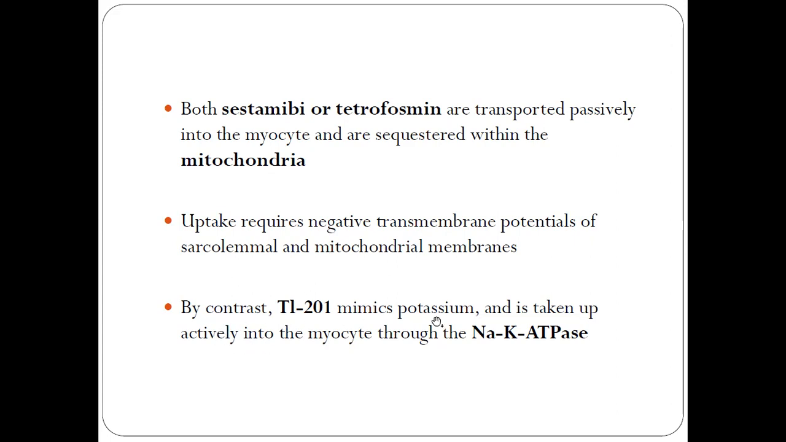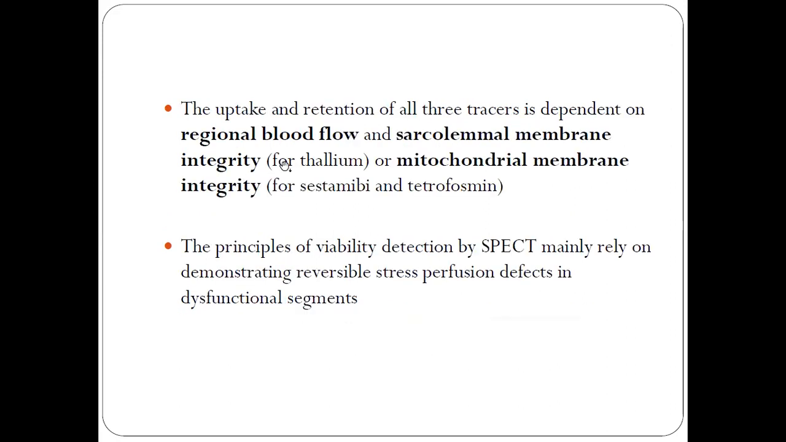However, thallium-201 mimics potassium and is taken up actively into the myocyte through the sodium-potassium ATPase. So uptake of thallium-201 depends upon the sodium-potassium ATPase, whereas sestamibi and tetrofosmin are dependent on the myocyte as well as the mitochondrial membrane integrity. The uptake and retention of all three tracers is dependent on regional blood flow. The regional blood flow has to be good, and sarcolemmal membrane integrity is important for thallium because the sodium-potassium ATPase is at the sarcolemma, while mitochondrial membrane integrity is important for sestamibi and tetrofosmin.